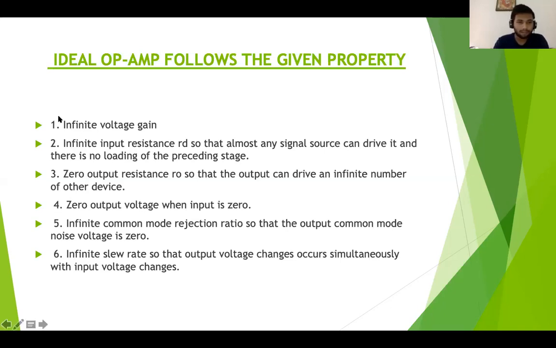See, there are these voltage gain and the resistance, zero output resistance. These are the different characteristics of how our op-amp will behave. Common mode rejection ratio, slew rate. So these are the properties of an ideal op-amp. That is, voltage gain will be infinite and so on, as I've told earlier.